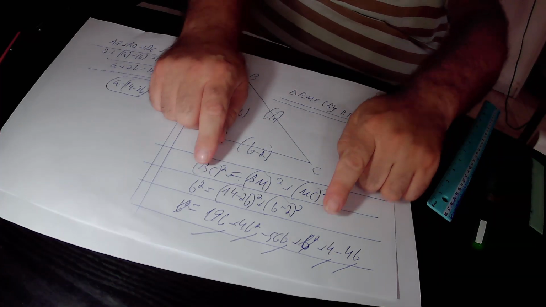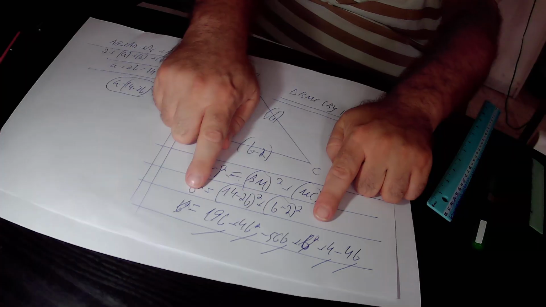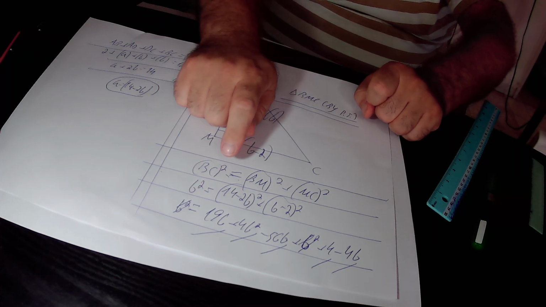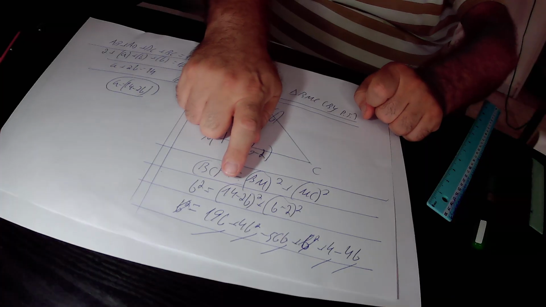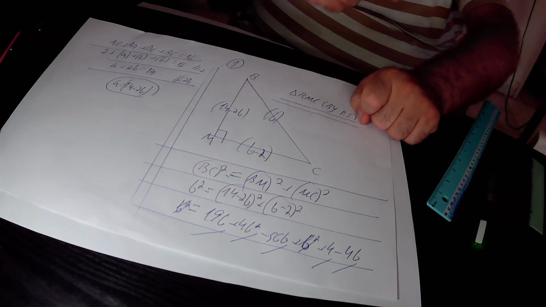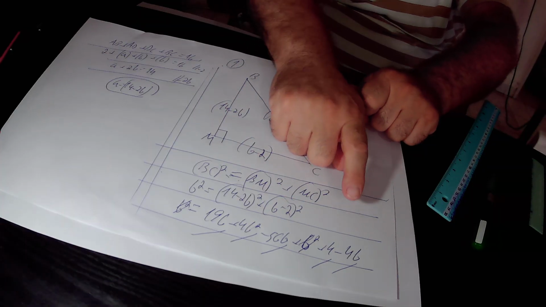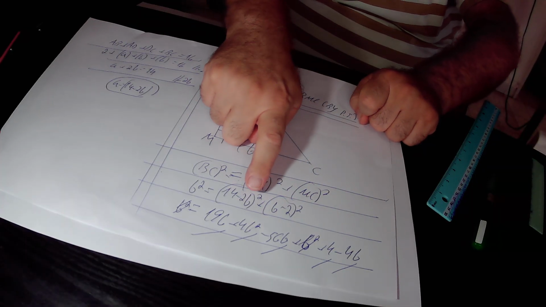Here we have b squared on both sides of this equation, so b squared will get cancelled. After we cancel b squared, on this side of the equation we have nothing, that is to say 0. While on the other side of this equation we have 196 plus 4, that is 200. We also have minus 56b minus 4b, that is minus 60b. And we also have plus 4b squared.